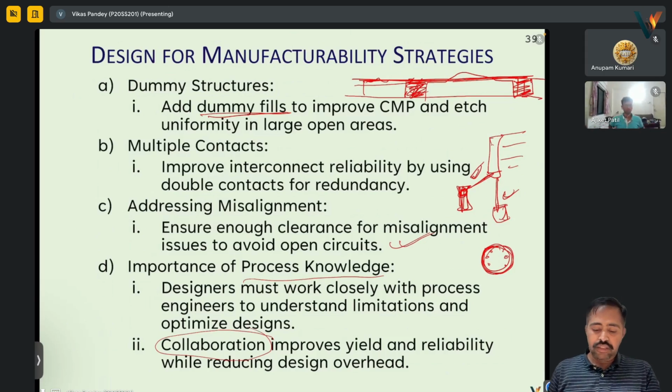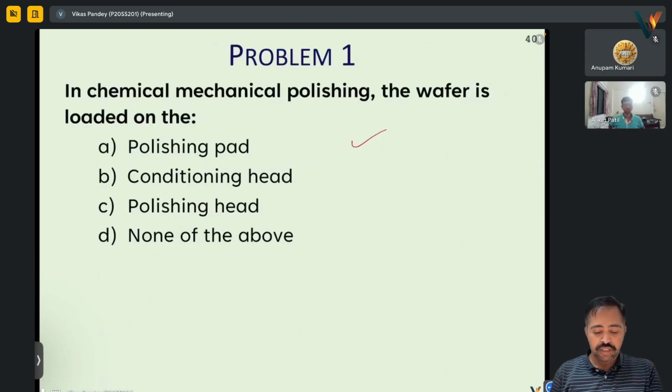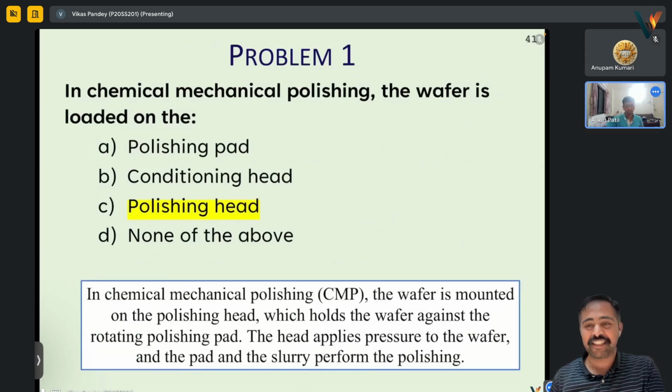So there are some questions. In chemical mechanical polishing, the wafer is loaded on the polishing pad, conditioner head, polishing head, or none of the above. Polishing pad. Why polishing pad? It's the polishing head. It's just the name.